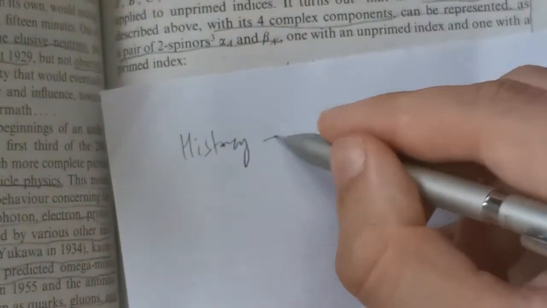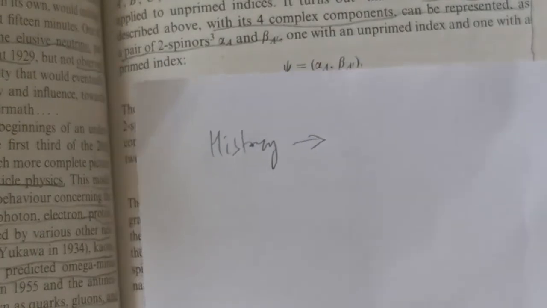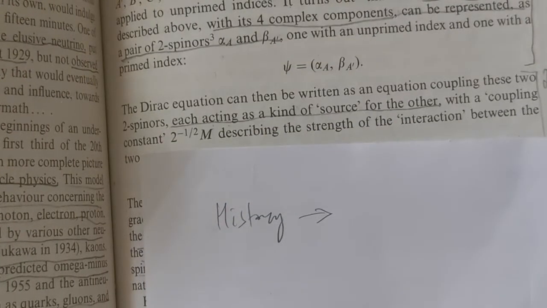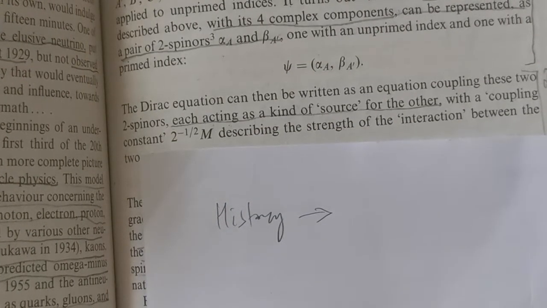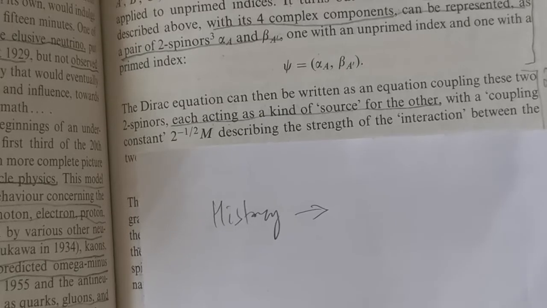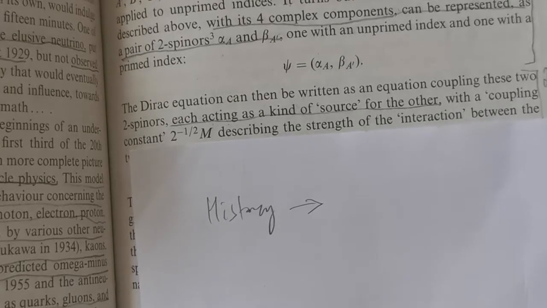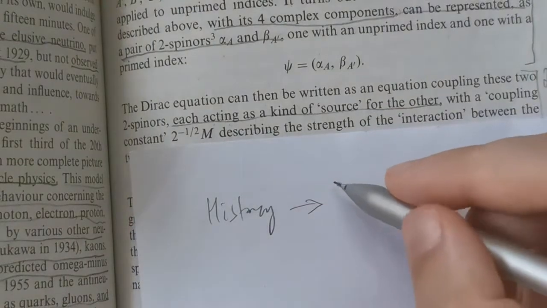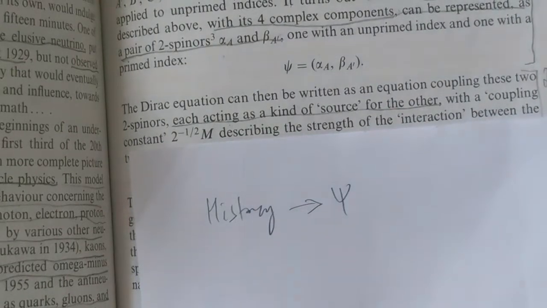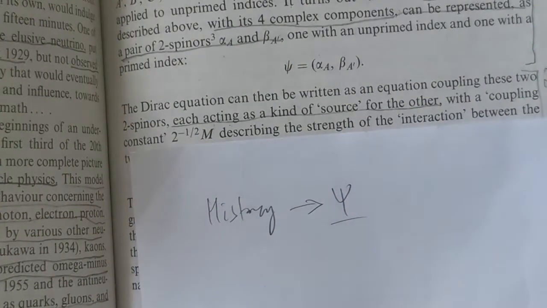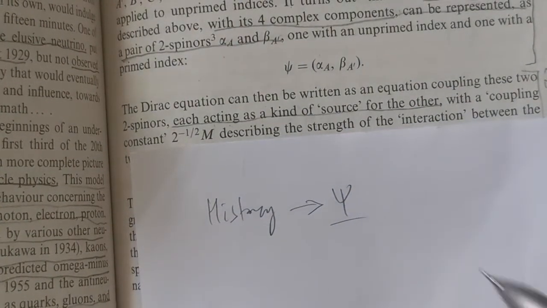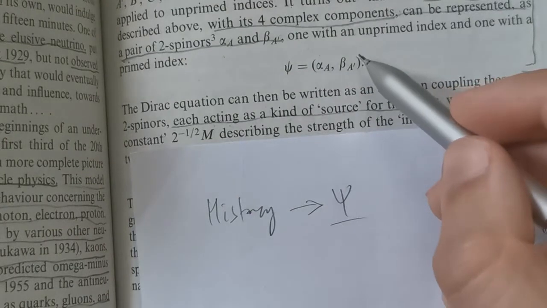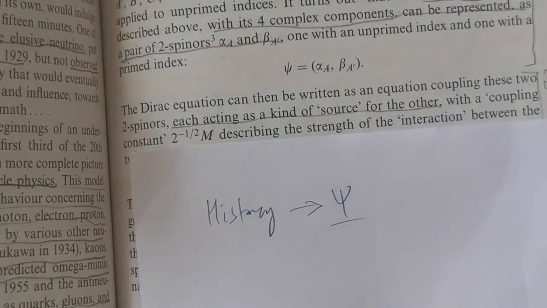So in short, basically we had some history there. And afterwards, in the next subchapter, we talked about what is called the two-spinor representation of the Dirac spinor. In the Dirac equation, we have a wave function, or spinor-like quantity psi, on which gamma matrices act. And as you can see here, it could be represented as a pair of two spinors.